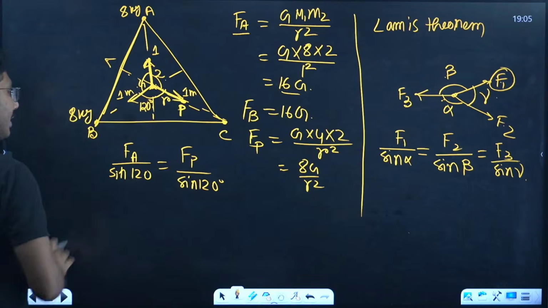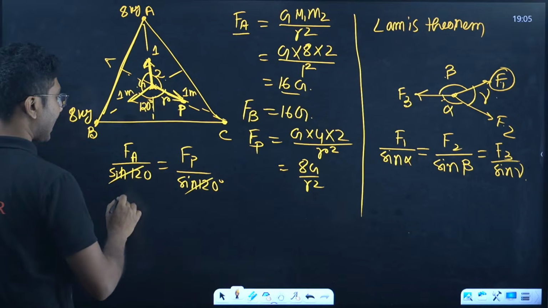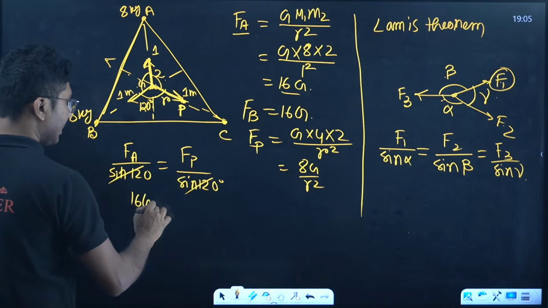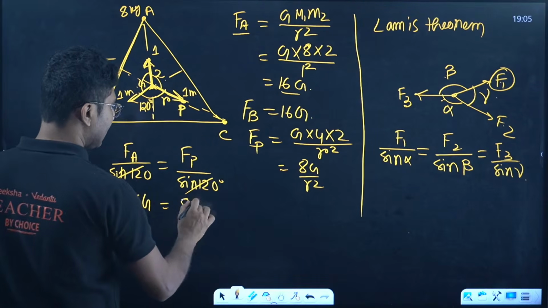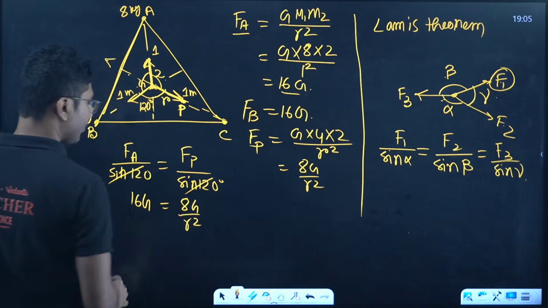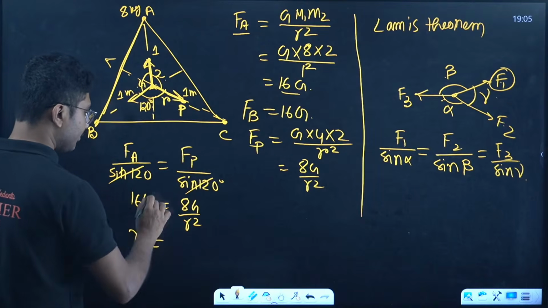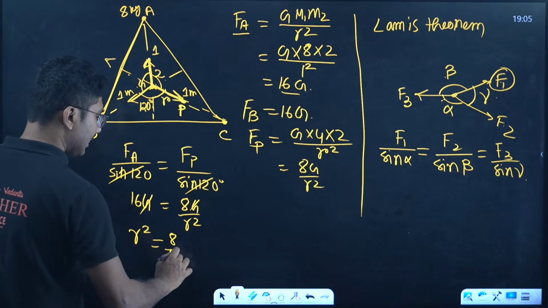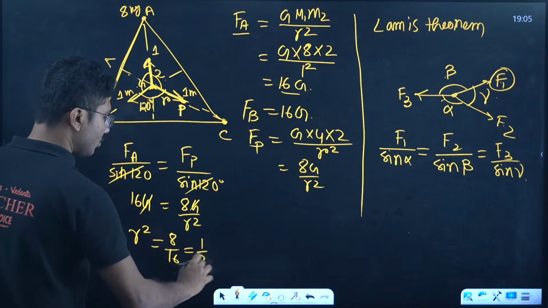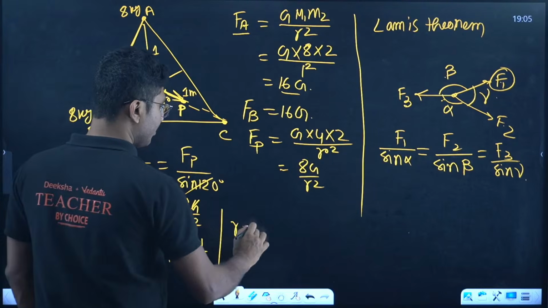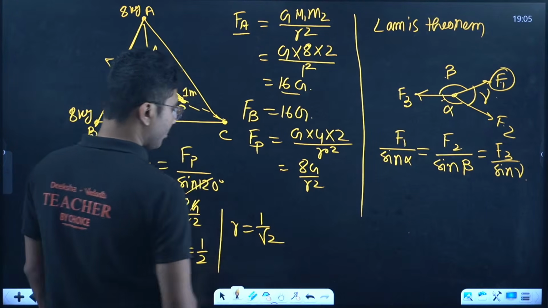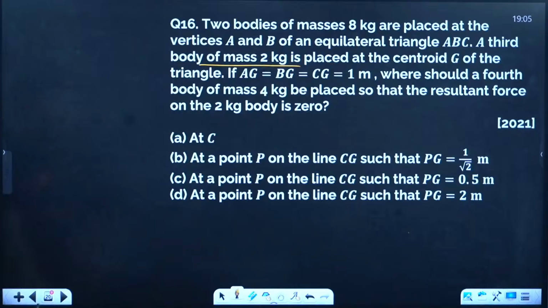This is magnitude wise. So sine 120 cancels. Fa is 16g and Fp is 8g by r square. So r square is equal to, g cancels, 8 by 16, that is 1 by 2. So r is equal to 1 by root 2.